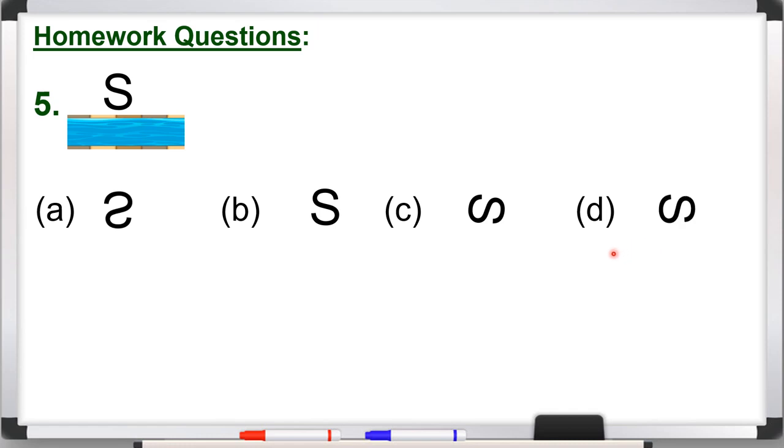Understood beta? You have to do these sums in your notebook or any page.